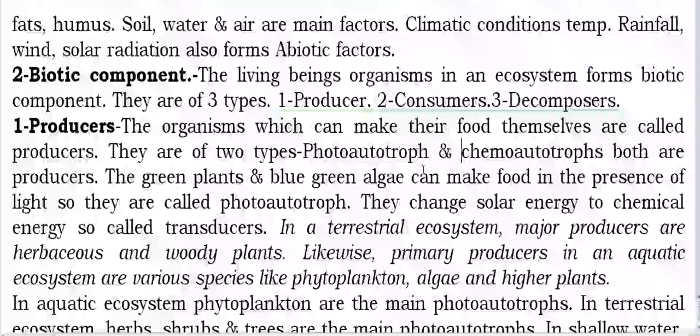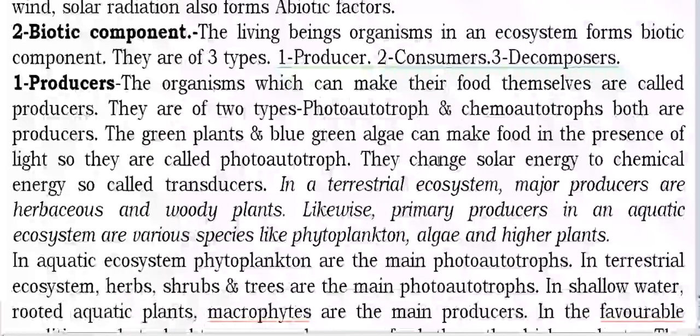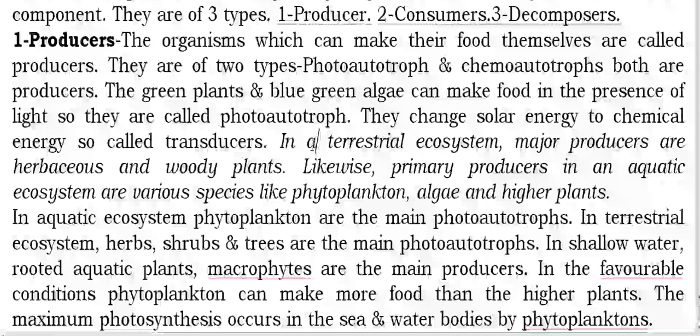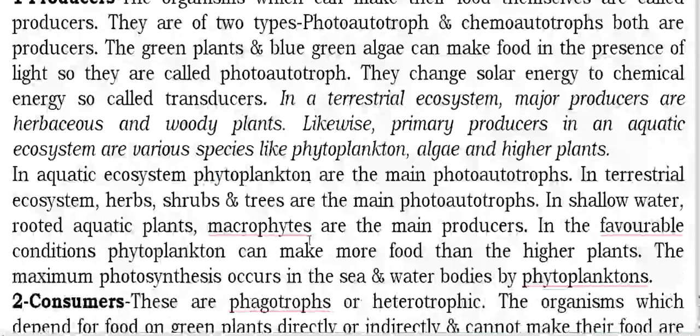They can make their food by photosynthesis, so they convert solar energy into chemical energy. And these are most important. They are the main source of food for the whole ecosystem. In aquatic ecosystems, there may be various phytoplankton, algae and higher plants which are considered to be producers. In aquatic systems, phytoplankton are the main phototrophs. In shallow water, there are aquatic plants or macrophytes. In terrestrial ecosystems, trees, grass, herbs and shrubs are the producers.